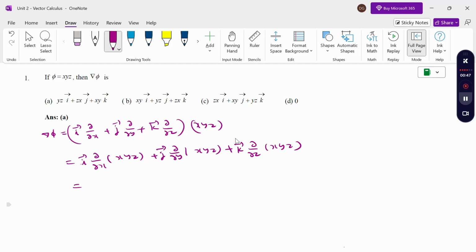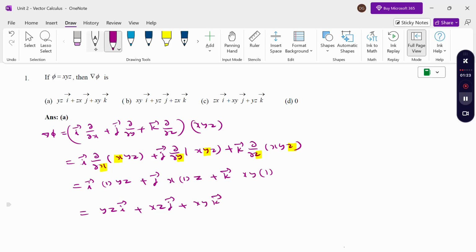When we are differentiating partially with respect to the first term x, x is the only variable, and the other values are considered constant. Now i vector, when x differentiation is 1, yz, plus j vector, when y differentiation, x constant, y differentiation 1, z, plus k vector, xy constant, z differentiation 1. Therefore here yz i vector plus xz j vector plus xy k vector. Now see the option is A, yz i vector, zx j vector, xy k vector.